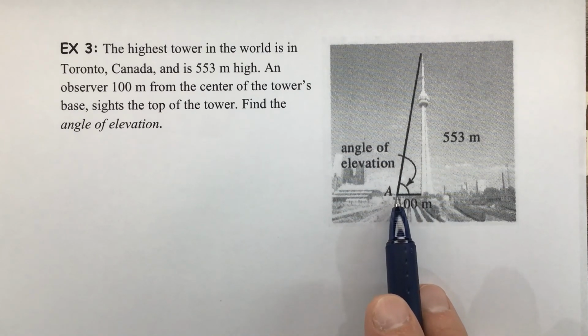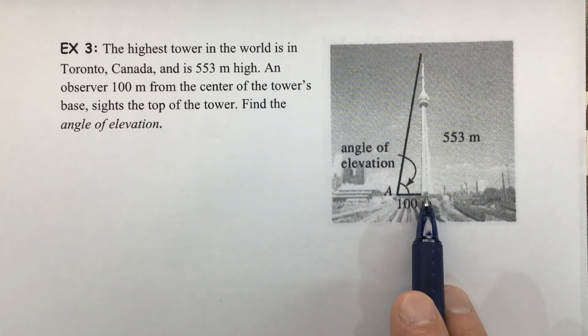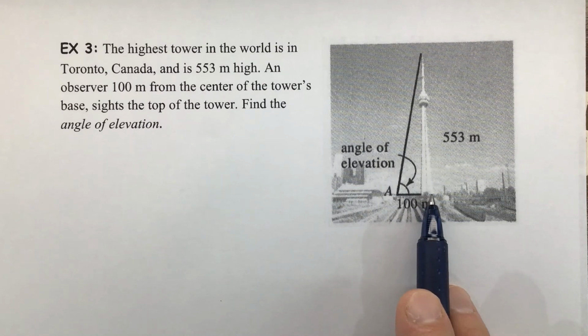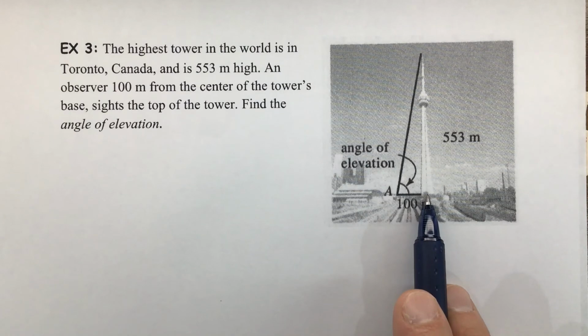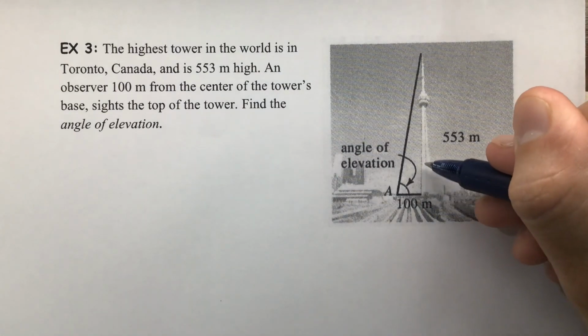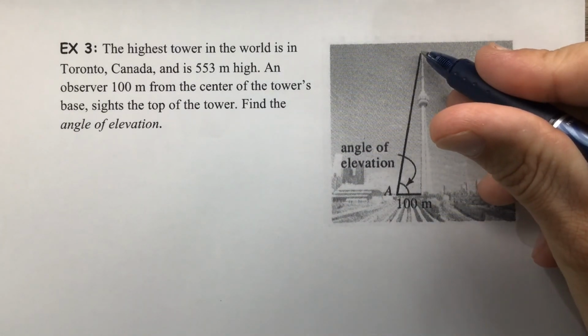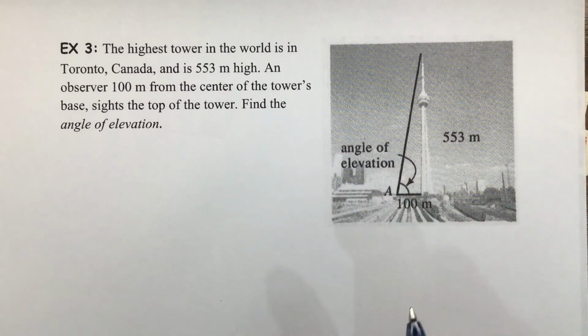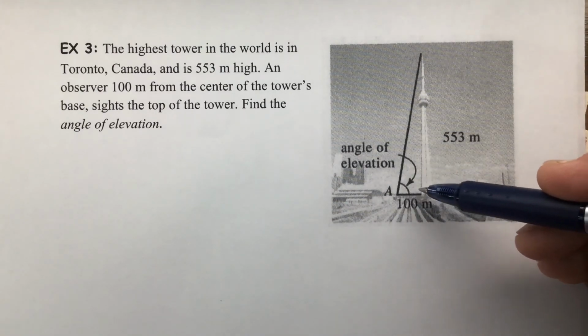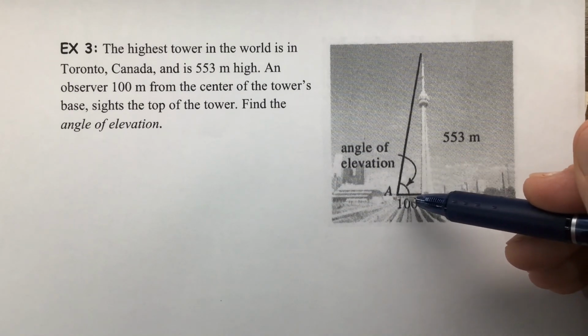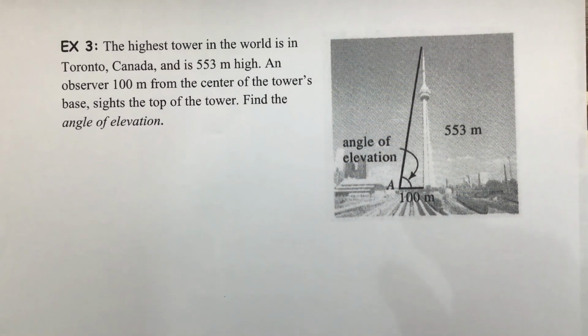All right, now they did say that he's 100 meters from the center of the tower's base. That way, if you measure right to the middle of it, you would get a true perpendicular up to that top part there. So that's why that's mentioned. But ultimately what we have here is a right triangle, so there's your perpendicular. You have a right triangle that has leg lengths of 100 and 553.